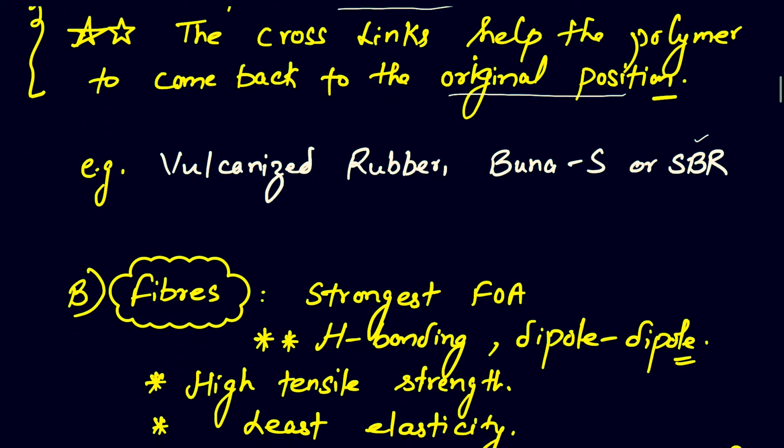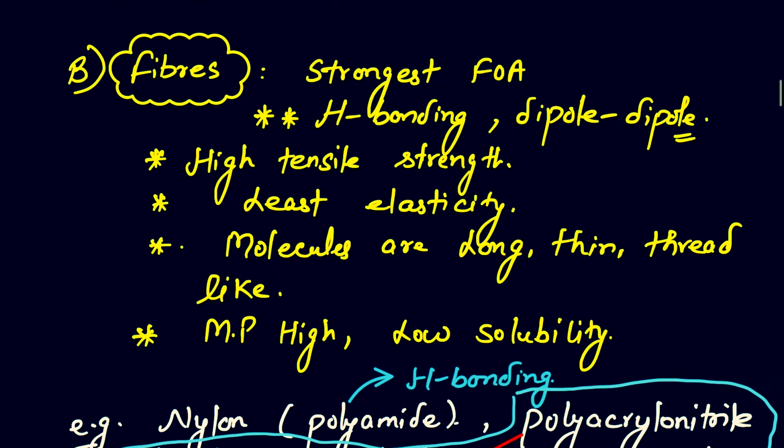Now let's talk about fibers. The second type is the fiber. Fibers are the polymeric chain. They are basically held together by strong dipole-dipole interactions or hydrogen bonds. So they have high tensile strength. They have least elasticity. The molecules are basically long, thin, or thread-like. They have high melting point and low solubility.